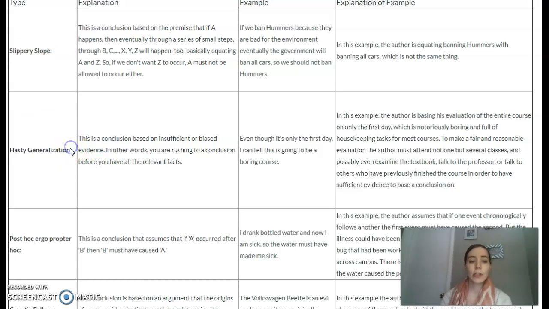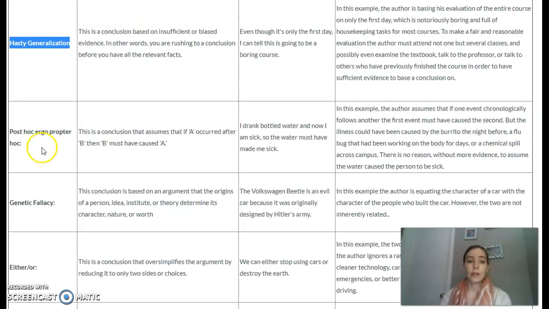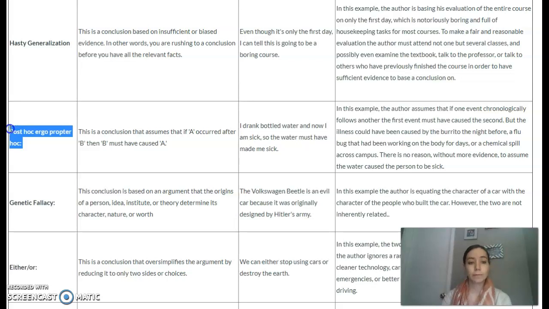A hasty generalization is basically a stereotype. It's drawing a conclusion based off way too limited of evidence. Sometimes that evidence is also biased. So that's a hasty generalization. The post hoc is basically a false cause and effect, basically assigning a cause or assigning a result to a cause that wasn't necessarily true.